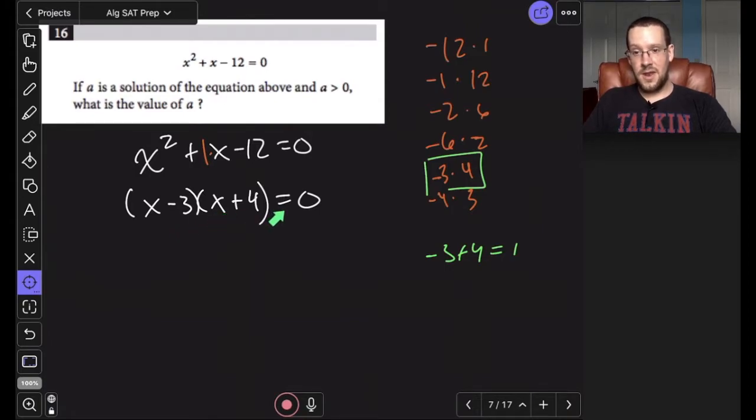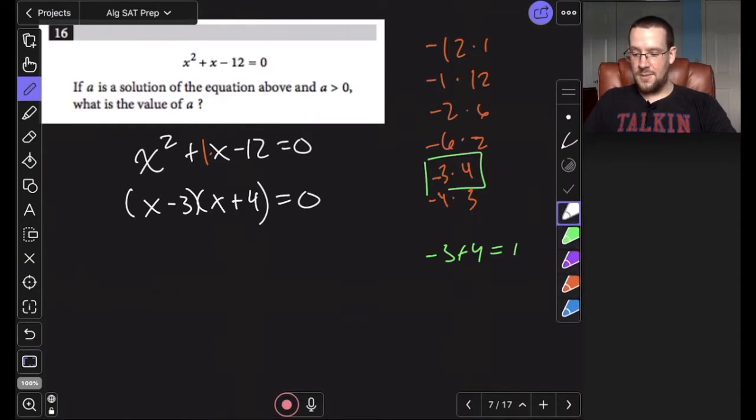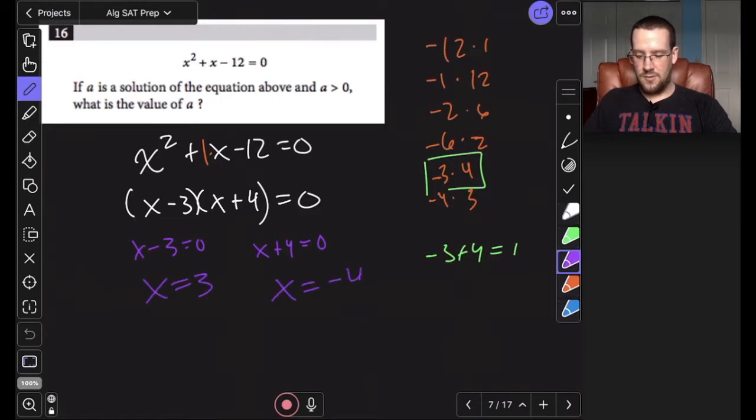That number's negative 4. But oftentimes you'll just see them break this up into a very simple equation, which is just what I said. Some number x minus 3 is equal to 0. That number is 3. And the solution over here is negative 4.